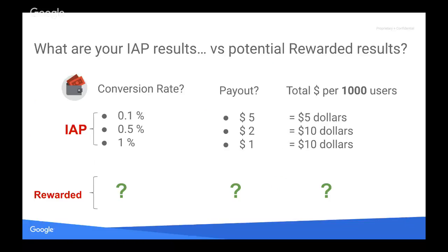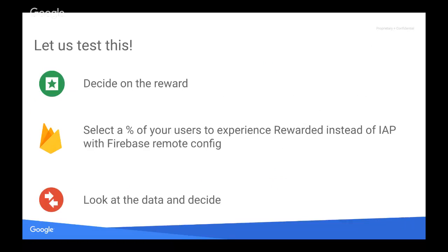On the other hand, there is the payout. If you have an in-app purchase offering that is $30, it's very unlikely that a rewarded ad is going to pay you as a developer that amount. So the payout is probably going to go down. And the third question mark is a factor of the conversion rate and the payout. So these are all question marks that depend on your specific case. So let us test this.